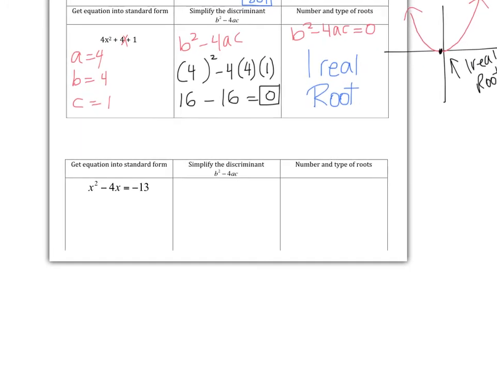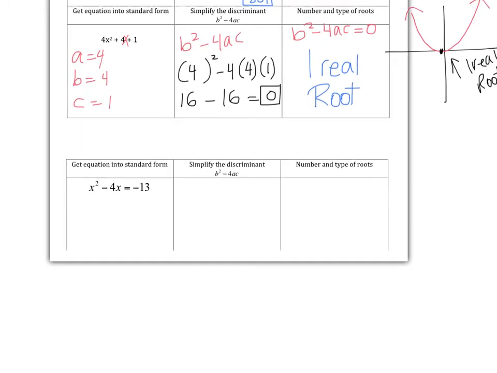So let's move on to our third example, which is x squared minus 4x minus 13. As you can see, it's not written in standard form, so you need to move the negative 13 over by adding it. So my equation in this case is going to be x squared minus 4x plus 13. The a is 1, the b is negative 4, and the c is 13.